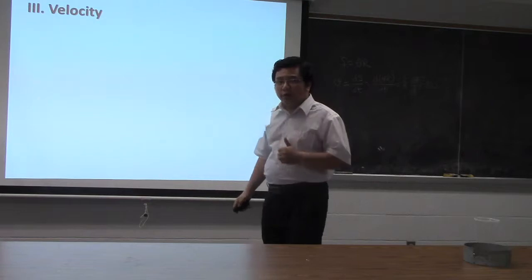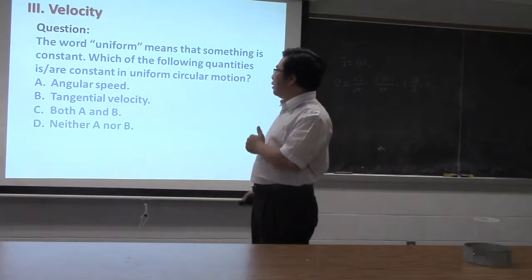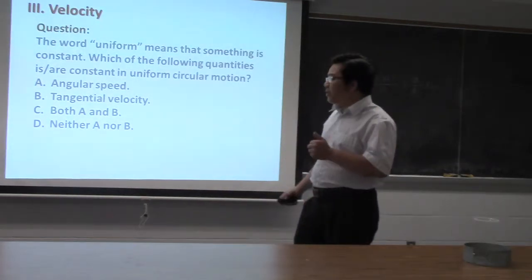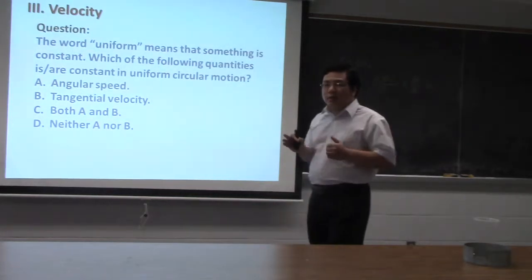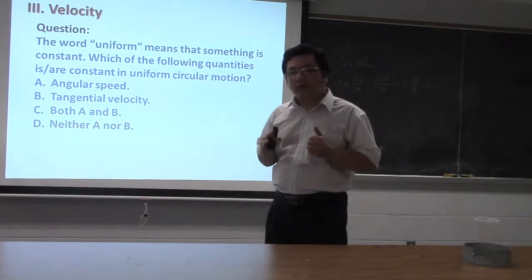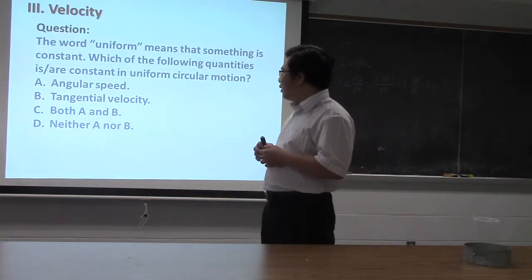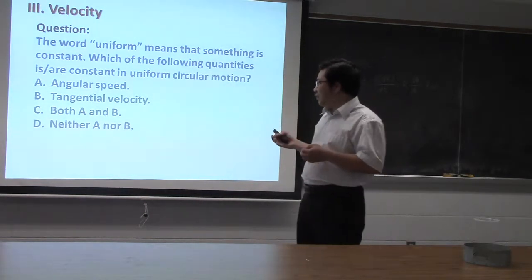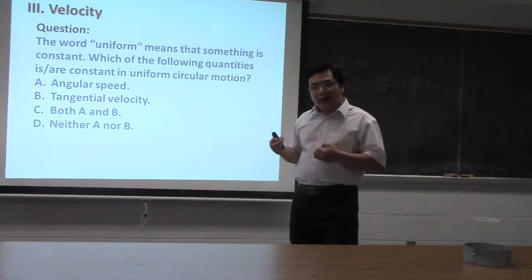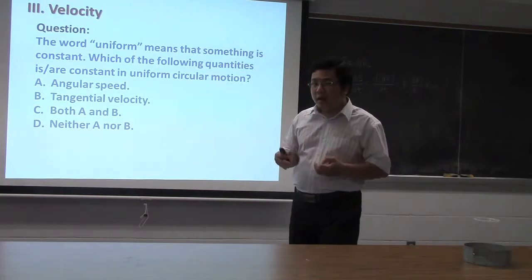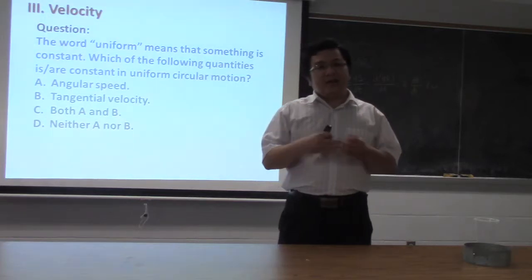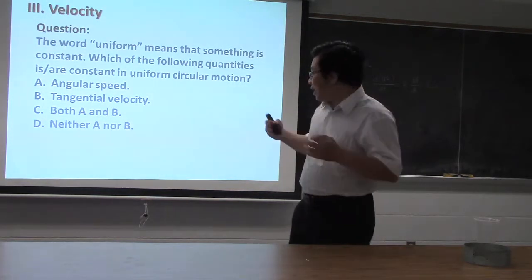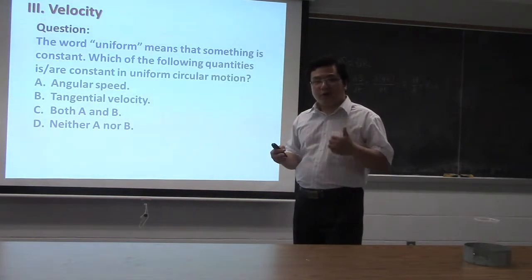Now I have a question for you to think about. The word uniform means that something is constant. Which of the following quantities is or are constant in uniform circular motion? A. Angular speed. B. Tangential velocity. C. Both A and B. D. Neither A nor B. Let's think about it for 30 seconds, then discuss with your friends around you for 1 minute, and then vote your answer.